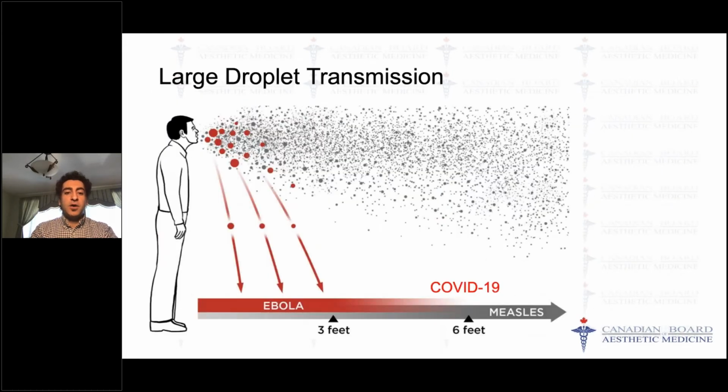This slide shows how it can be transmitted as a large droplet transmission, which is very important for COVID-19. You can see Ebola was about 3 feet. COVID-19 is about 6 feet. So it means that if somebody coughs or sneezes, large droplets can be transmitted about 6 feet. And therefore, at this moment, the guideline is to keep a social distance of about 6 feet.